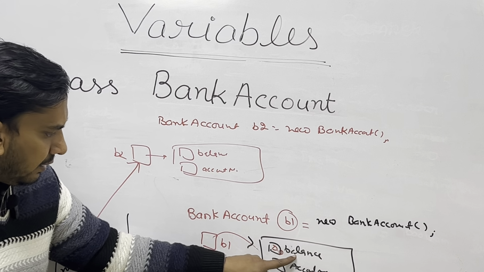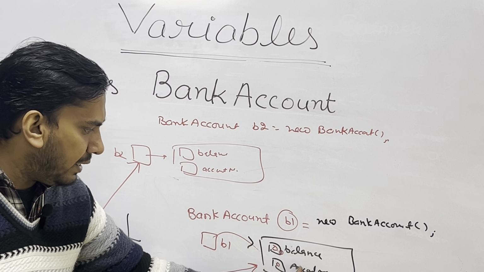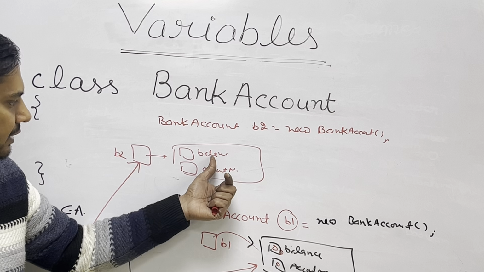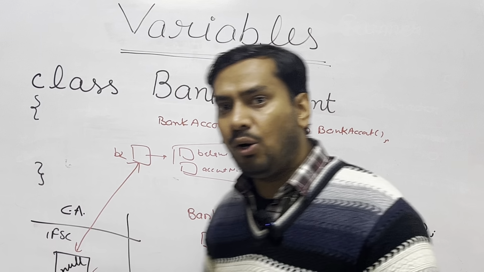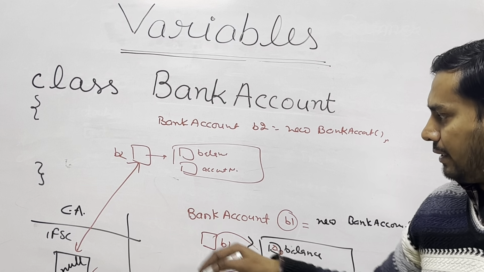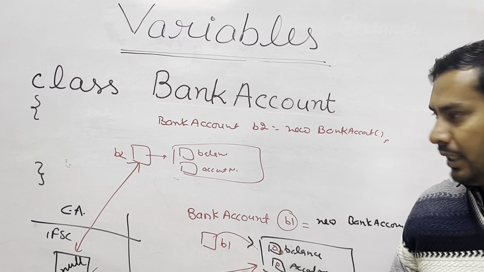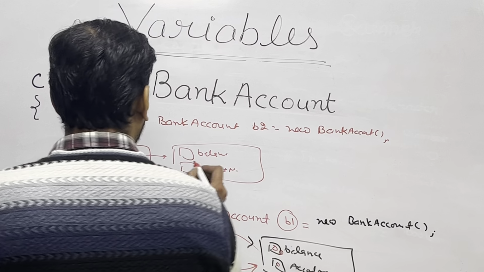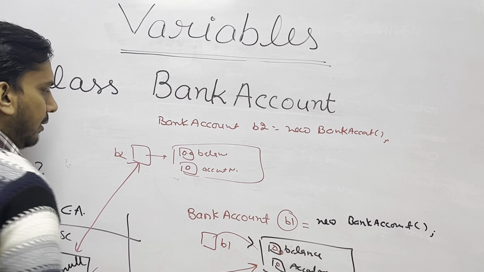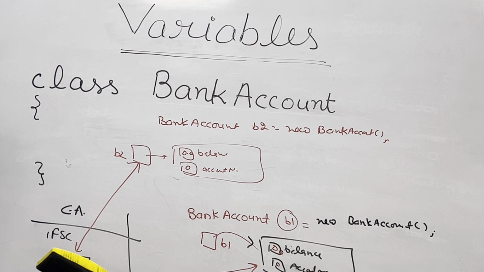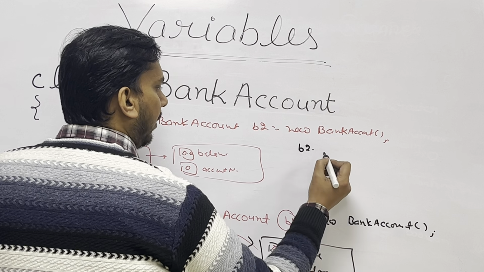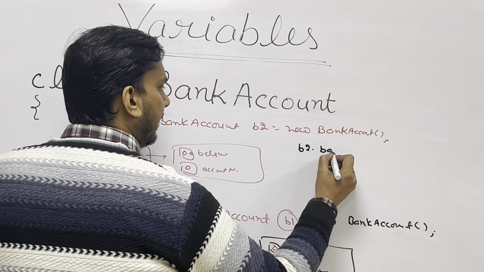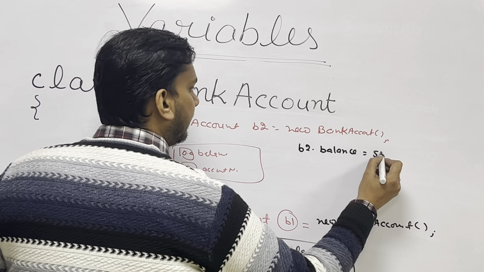You can check this first object is having its own balance and account number, and second object is having its own balance and account number. But this IFSC, which is a class variable, it will be shared by all the objects, right. And now if you want to see the changes, so what you can do here is, let us say I am saying that B2 dot balance is equal to 500.